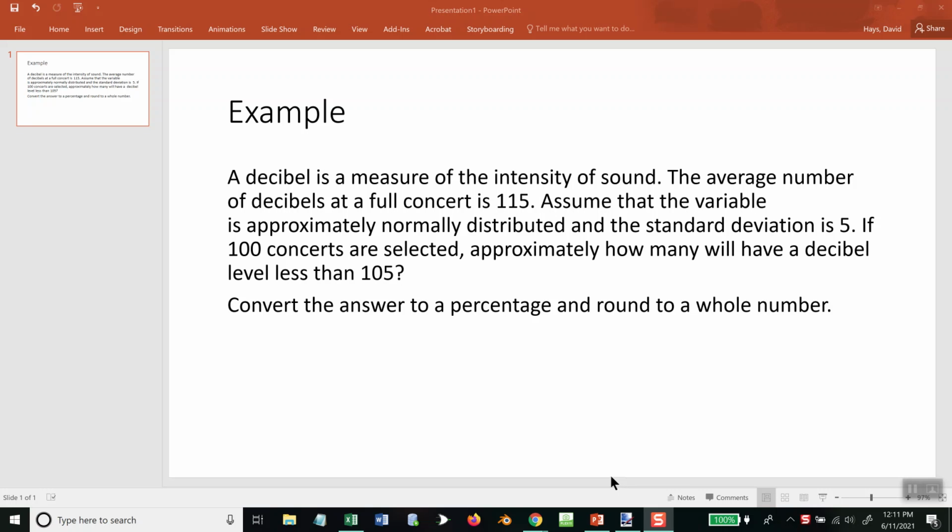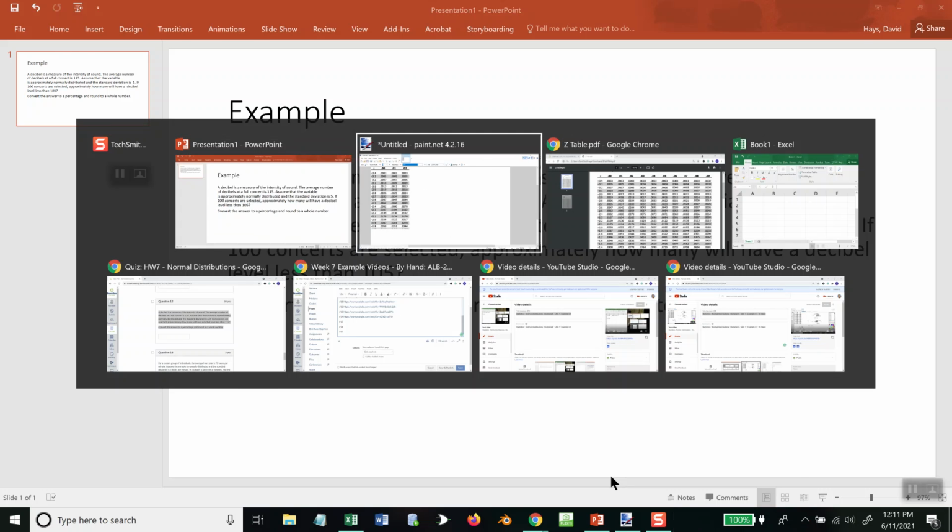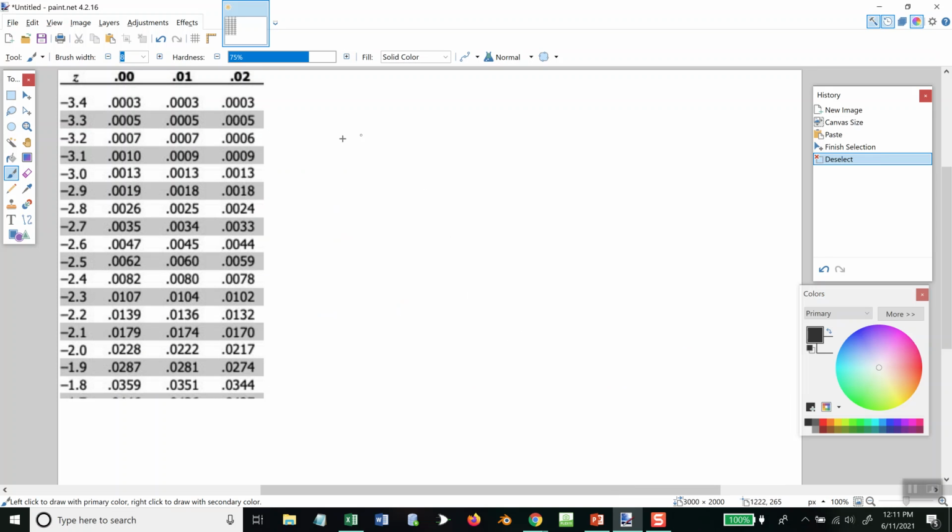Down below that, the instructions don't make much sense because this is asking how many, so ignore the instruction to convert the answer to percentage and round to whole number. The round to whole number is good, but if we're asking just how many, we don't need to do the percentage. Now it doesn't say standard normal, doesn't say z-score, so we have to calculate it.